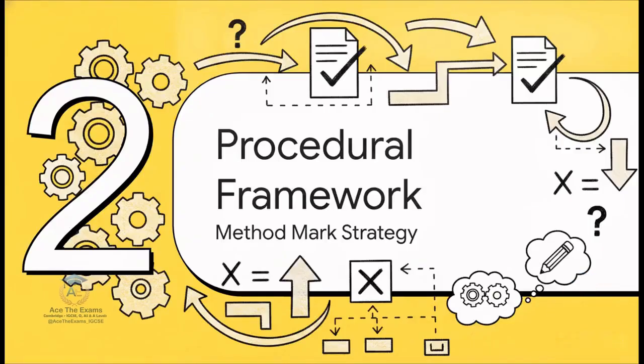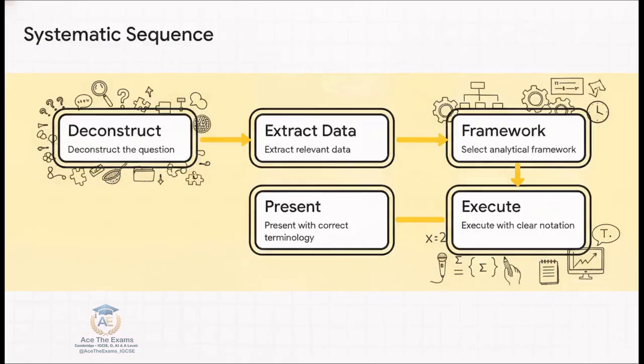This is all about the method mark strategy, which is how you systematically put your knowledge onto the exam paper to salvage marks, even if your final mathematical calculation is slightly off. Let's break down the exact 5 steps you need to systemize your exam response. Imagine a 60-second visual timer right now for your first rewrite attempt. Step 1. Deconstruct the question.